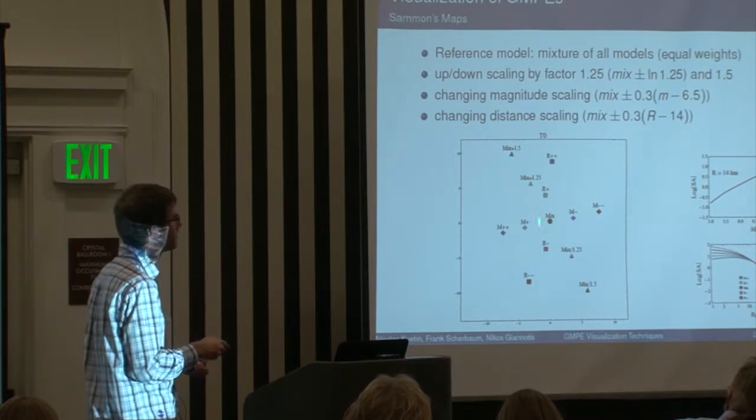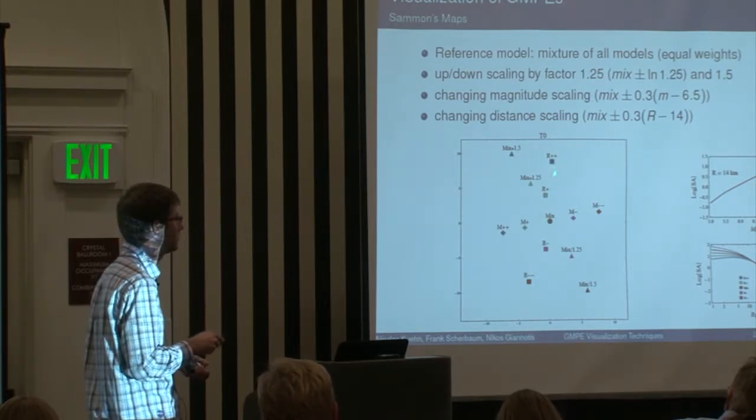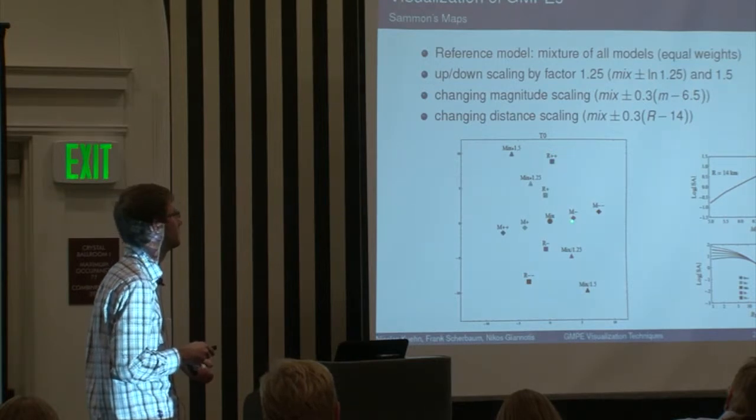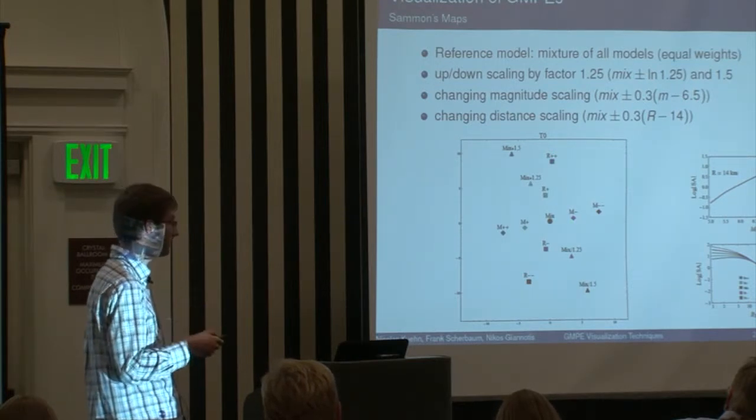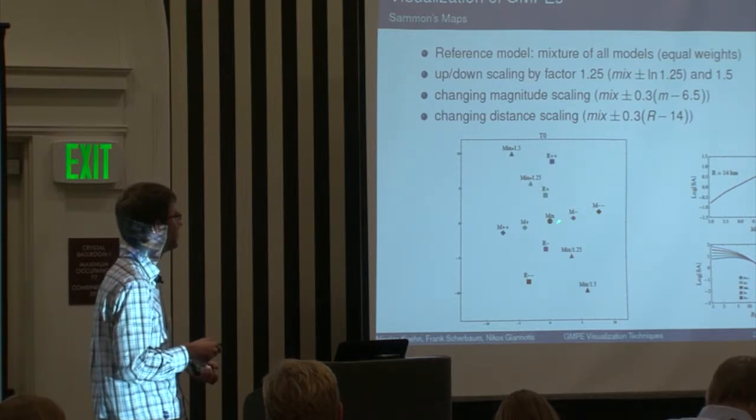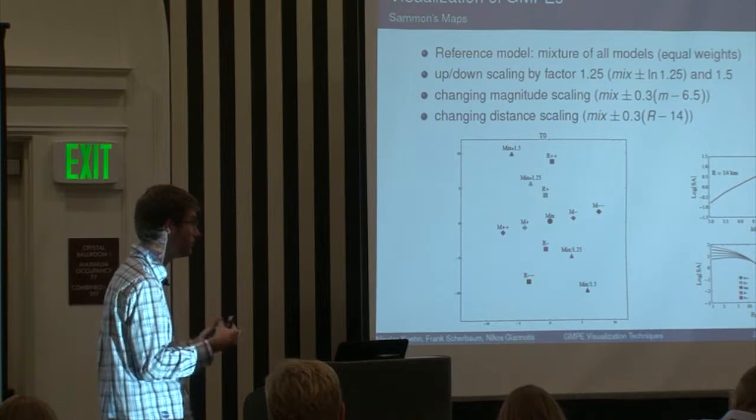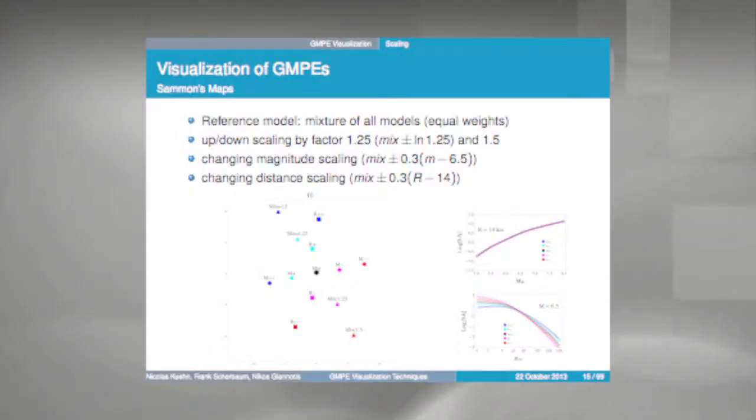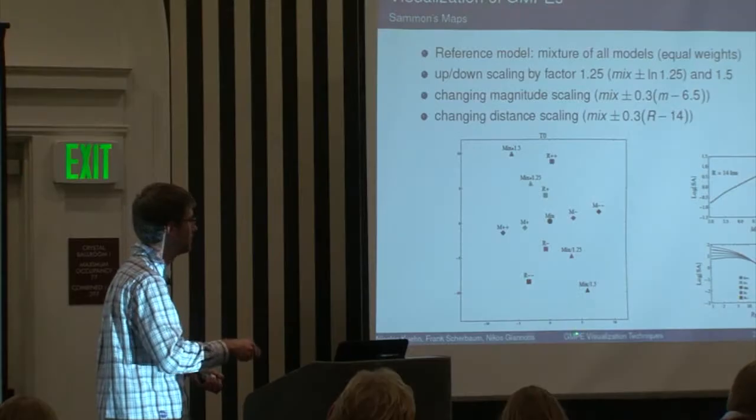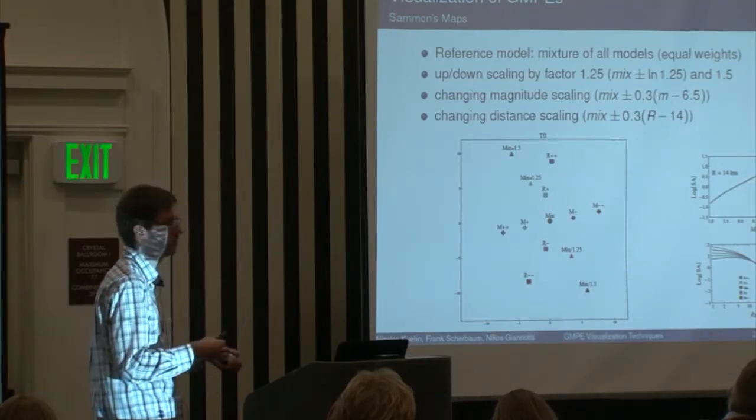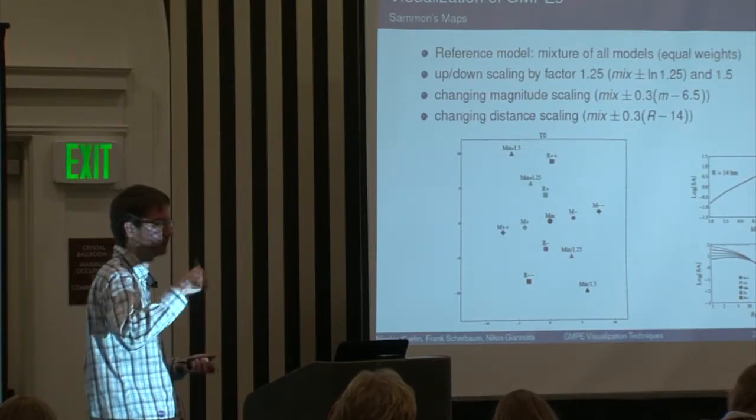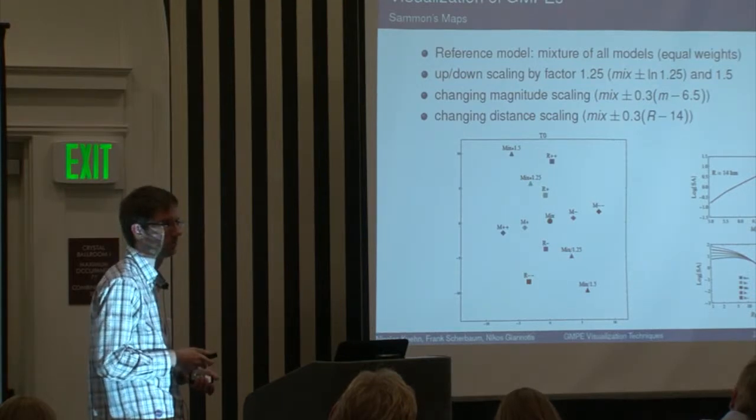But this is how we can look at this. We have our reference model, which is just the average. If we have a model which lies like here, it has some sort of different distance scaling. If we have a model which is a different magnitude scaling, if we have a model which is up here, it is a different distance scaling. And if the model lies around here, it's just scaled up or down.